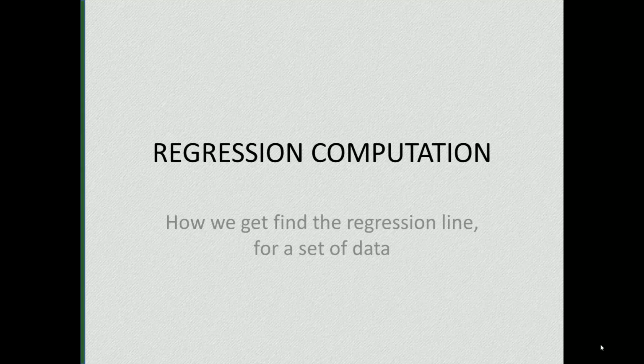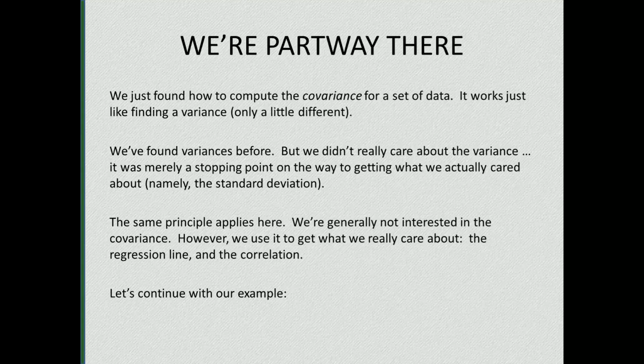This video covers how we compute the regression line for a set of data. Basically, we're already most of the way there. We just looked at how to compute the covariance for a set of data, which is the variance co, or with. We're looking at how one numerical variable is related to another numerical variable, and how those two vary together.